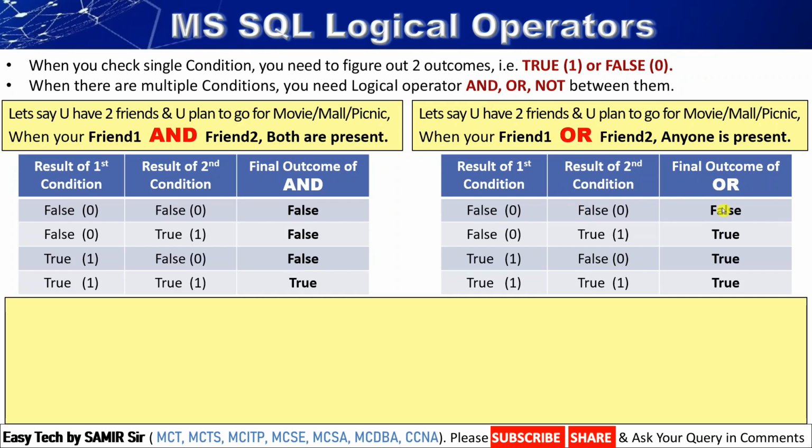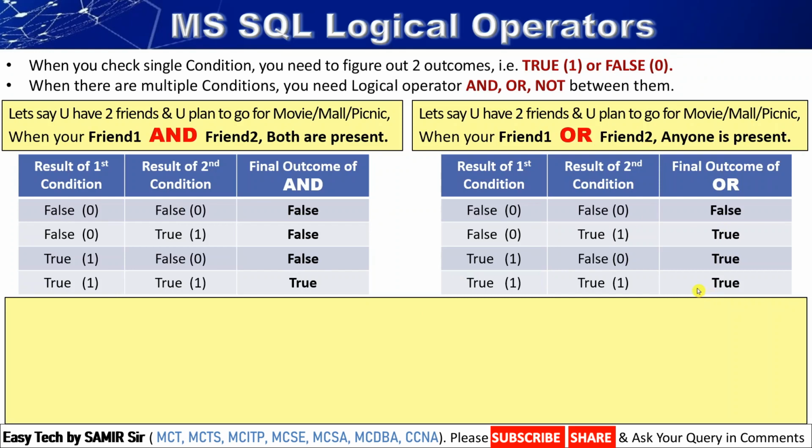Shall you go for movie, mall, party, picnic? No. Here in second outcome, first friend didn't turn up, but second one turned up. He is present. Shall you go? Yes. In the case outcome number third one, first one turned up. First one is present, but the second one is not present. Shall you go? Yes. When both the friends are also present, shall you go for movie, mall, picnic?